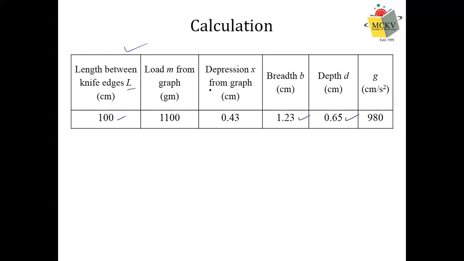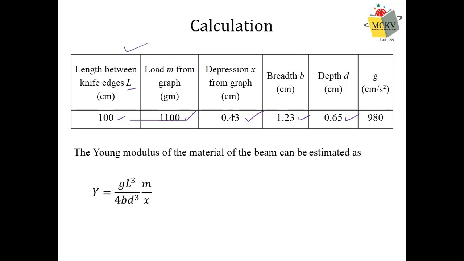And from the graph, you have chosen a particular load, and for that load, this is your depression value, estimated from the graph. So these are the values you have. Now you have all the values that you require to estimate the Young modulus. This is the working formula for Young modulus.